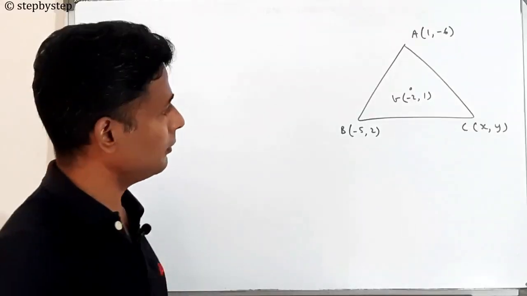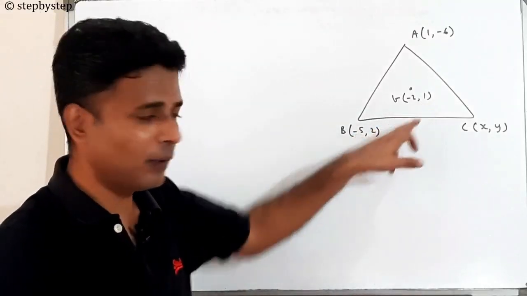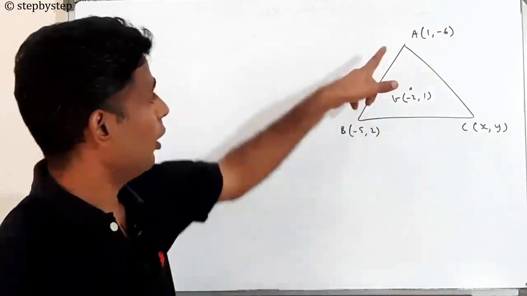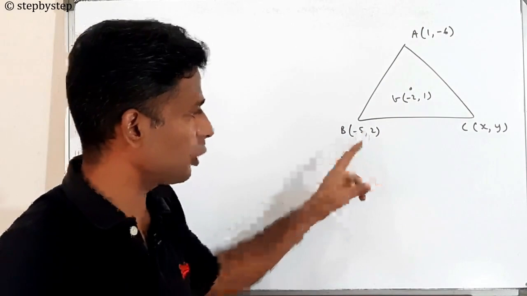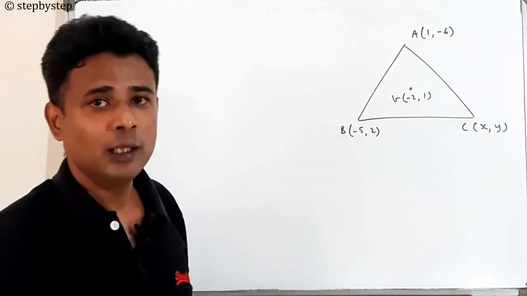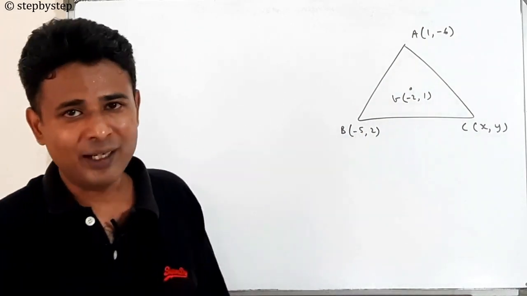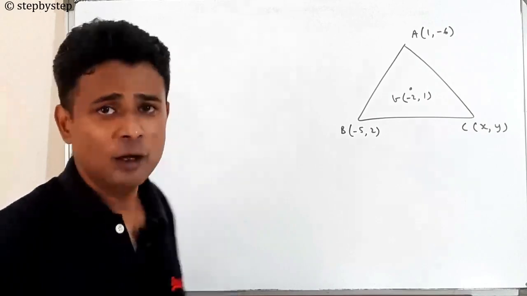Alright, the next question. What they told was, G minus 2 comma 1 is the centroid of triangle ABC, where A is 1 comma minus 6 and B is minus 5 comma 2, and we have to find the third vertex. Very simple problem, just apply the centroid formula.